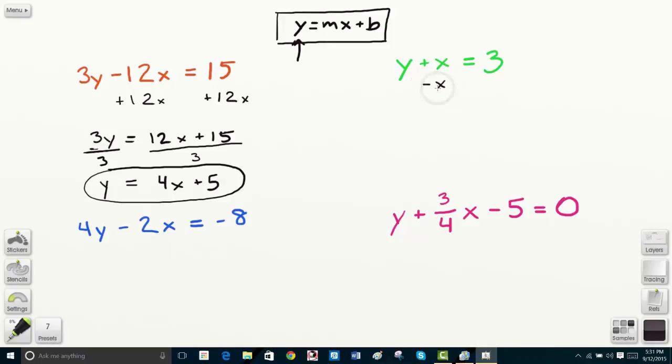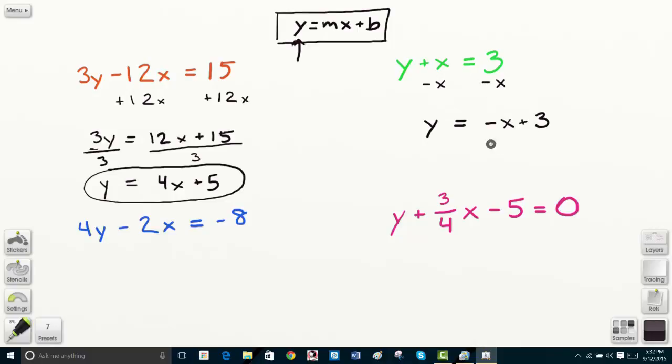I subtract x from both sides because I want to move the whole term, so I subtract the whole term. That leaves me with y on the left, and it leaves me with negative x plus 3. That negative sticks with the x because I subtracted the x.